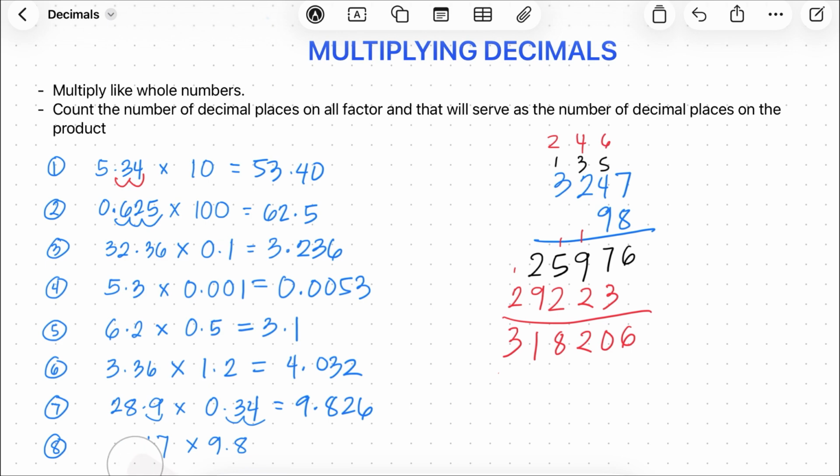We have 1, 2, 3, and then 4. So 1, 2, 3, 4. So our final answer would be 31.8206 10,000ths. And that is how to multiply decimals.